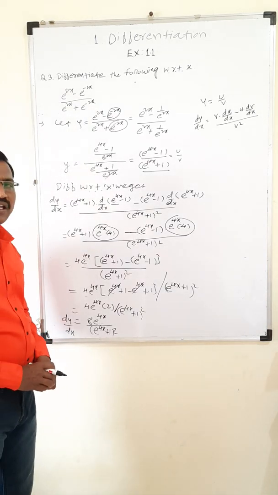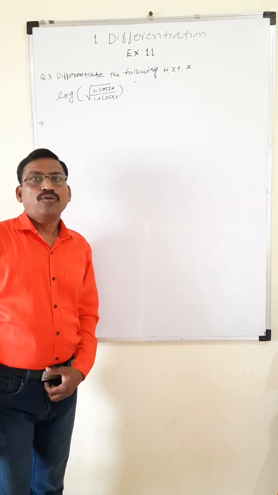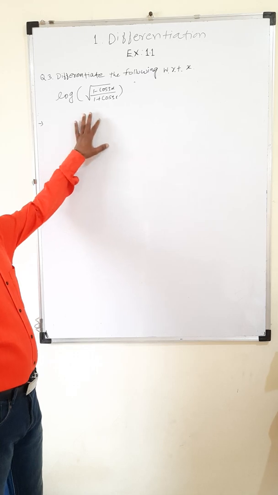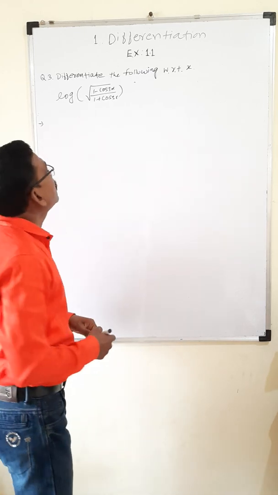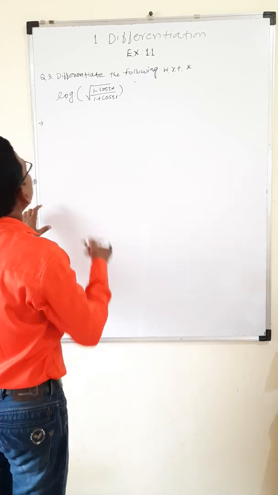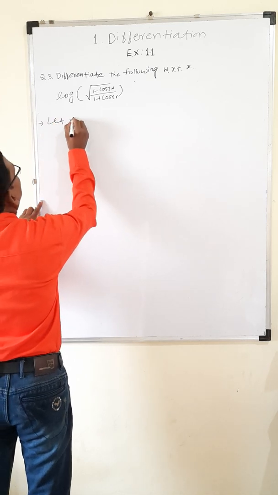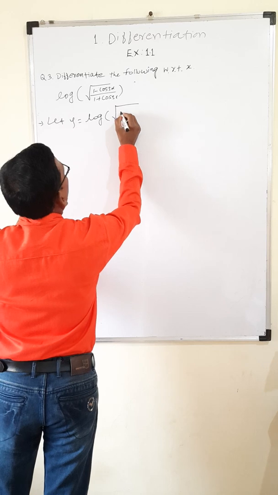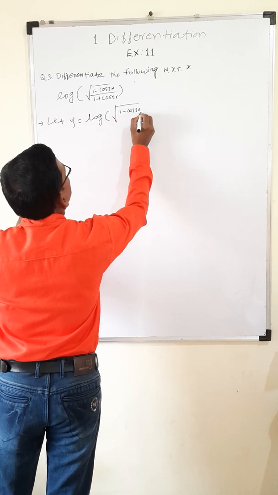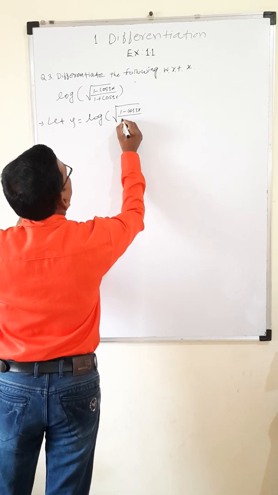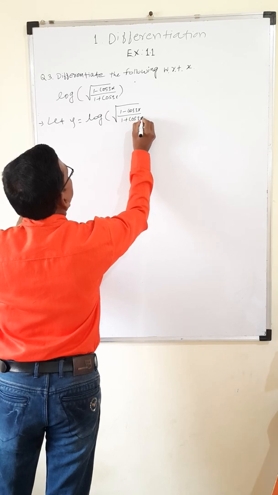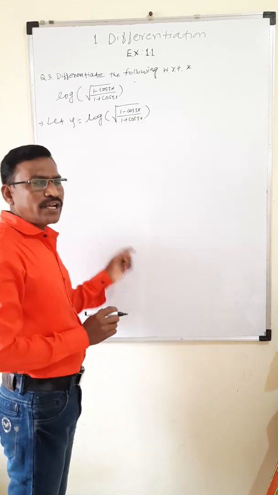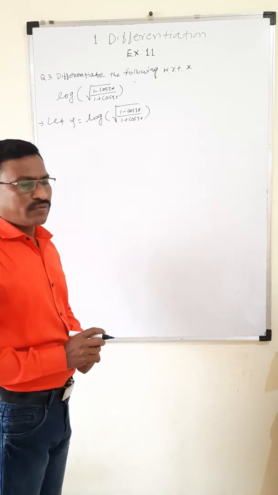Now we take the next example. Now we take this example. This is the logarithmic composite function. Let y equal to log of root of 1 minus cos 3x divided by 1 plus cos 3x. We know the derivative of a logarithmic composite function.